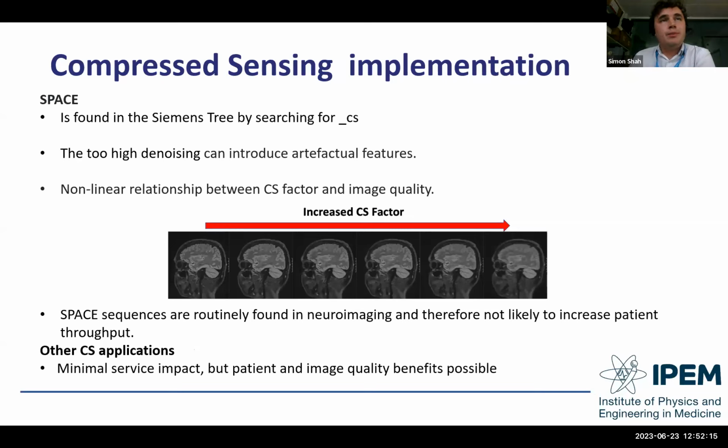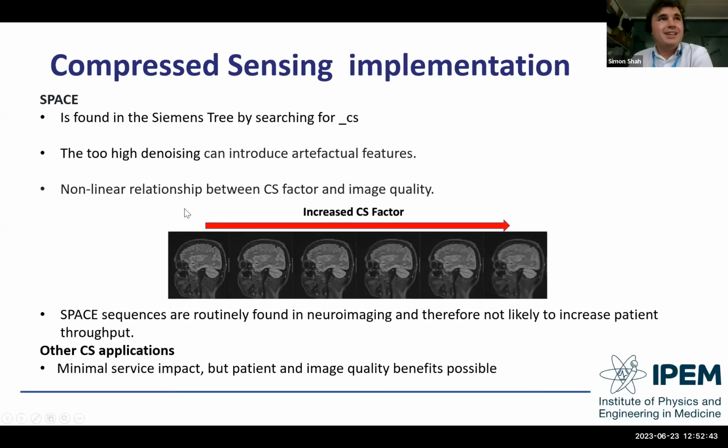For compressed sensing, in the Siemens tree, if you search the underscore CS in their tree, you'll be able to see these scans. You need to be really careful. It gives a range of values of 1 to 100 for the compressed sensing factor. Too high a compressed sensing factor will lead to introducing artifactual sequences if you put too much denoising.